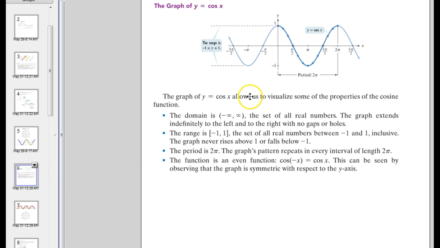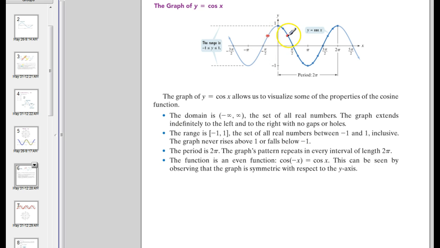The period's 2π, just like before, because of one revolution around the circle. Now this is an even function. If you remember, even functions have y-axis symmetry. So you could fold the cosine function over itself at the y-axis and it would land right back on top of itself. And y-axis symmetry means that if (a, b) is a point on the graph, then (-a, b), positive b instead of negative b, is a point on the graph.